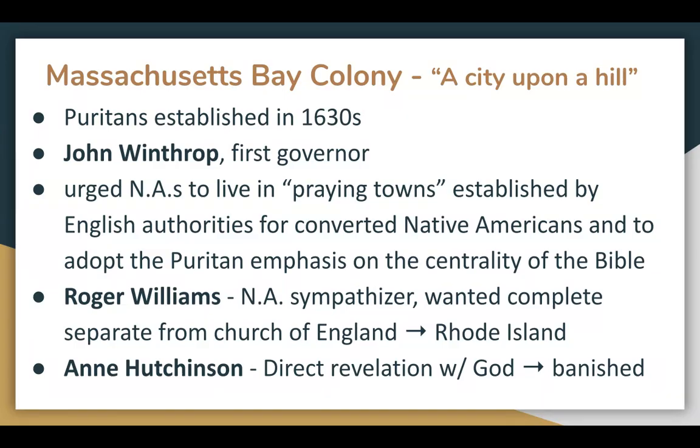The most one you'll hear it from is actually this one right here. Okay, so a very famous colony in the New England region is the Massachusetts Bay Colony. They have a nickname. It's called a city upon a hill. The Puritans established it in the 1630s. So this is, again, 20 years after Jamestown. They have one of the first governors, like in all the regions, but definitely their first governor is super famous, and his name is John Winthrop.